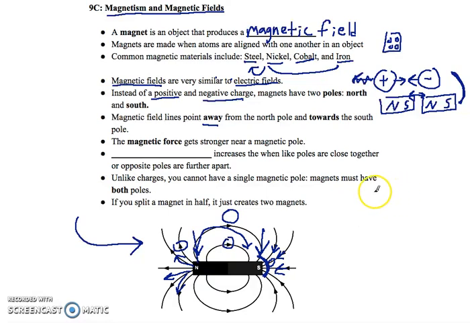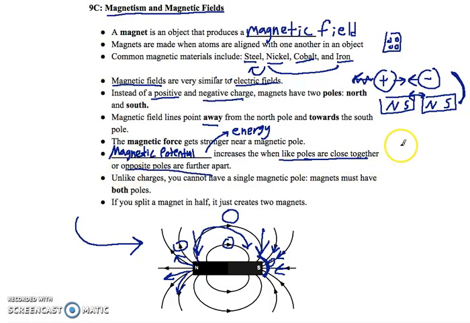And also, like electric fields, with magnetic fields you can store energy. So what you're going to see is magnetic potential energy. I want to write it up here because it's a little cramped. Energy. So again, just like there was electric potential energy, there's magnetic potential energy, and that magnetic potential energy is going to increase when you have like poles close together or opposite poles further apart.